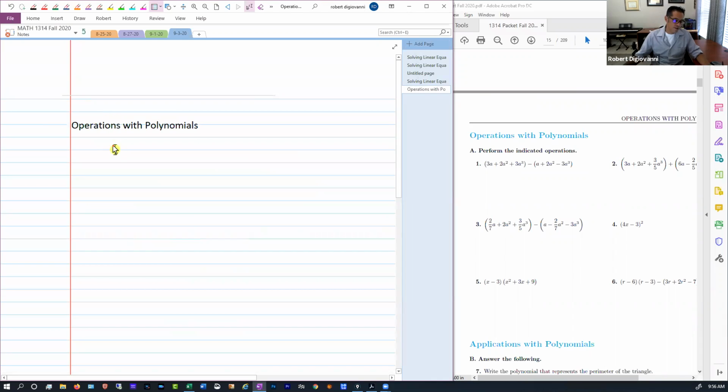And as I've mentioned before, I don't like to start talking about something if we don't know the definition. So what is a polynomial? We need to know what that is first before we can start talking about doing operations with them. And when we talk about operations, what we mean is addition, subtraction, multiplication, and division.